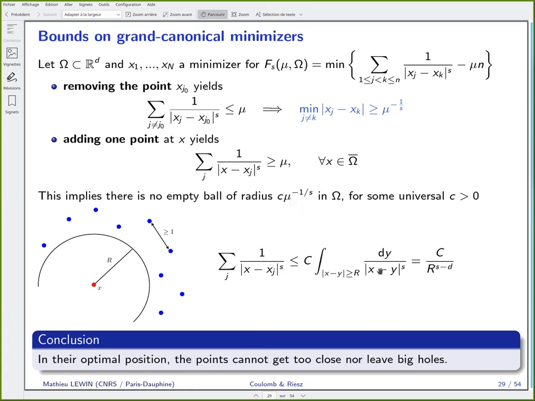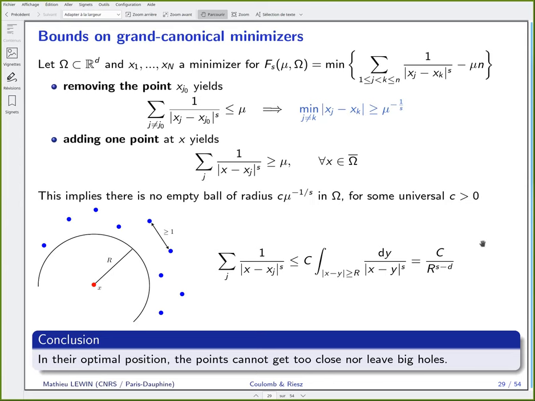So the conclusion is that for the minimizer of your problem, the points cannot get too close, and the points cannot be too far, in the sense that there can't be any big hole. And this is all in terms of that mu that you fixed. Let me remind you that mu is also a function of rho, because you can invert the problem. So I'm thinking of fixing mu in terms of rho, and so you can compute everything in terms of rho.